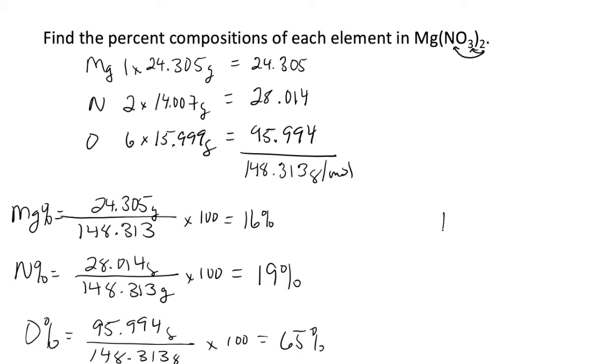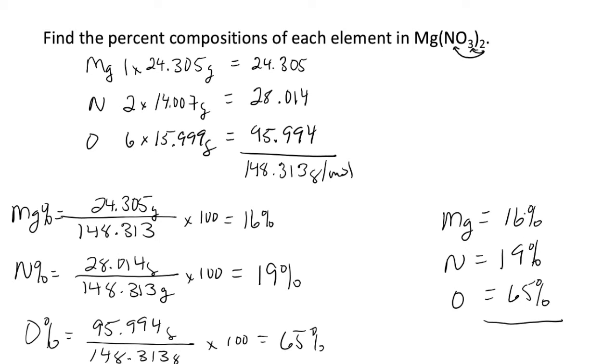So to sum this up, the percent of magnesium in magnesium nitrate is 16%, nitrogen is 19%, and oxygen is 65%. And for a quick check, by adding these up, since these are percentages of the whole, then they all should add up to equal 100.